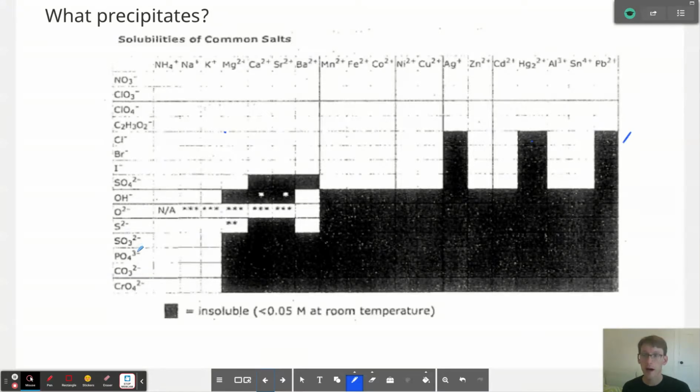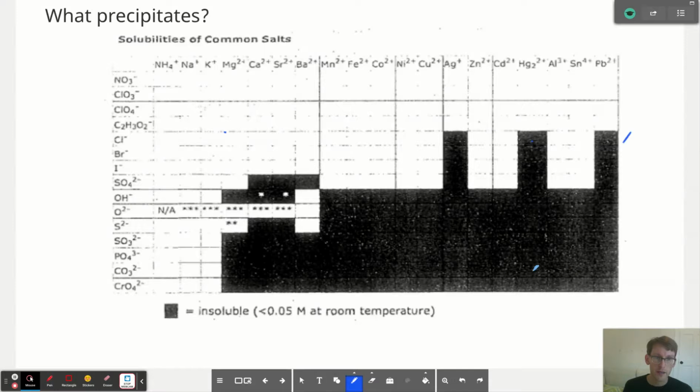We have higher ion charges. There's nothing -1 around here. They're all -2. Phosphate is missing from here, PO4 3-, and it is very much insoluble with almost anything, except for group 1s and ammonium. So down here, there are more things insoluble.